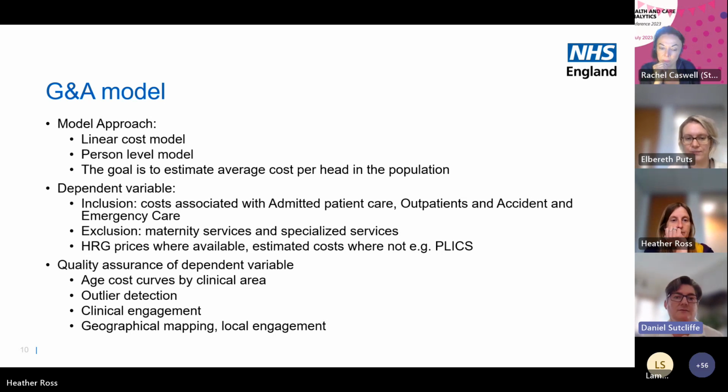So people know, for example, in an area, whether their relative costs are higher for a particular reason. So is there a data issue in a particular area which might be explaining something? So I guess part of the quality assurance process of the dependent variable is local engagement as well. Next slide.